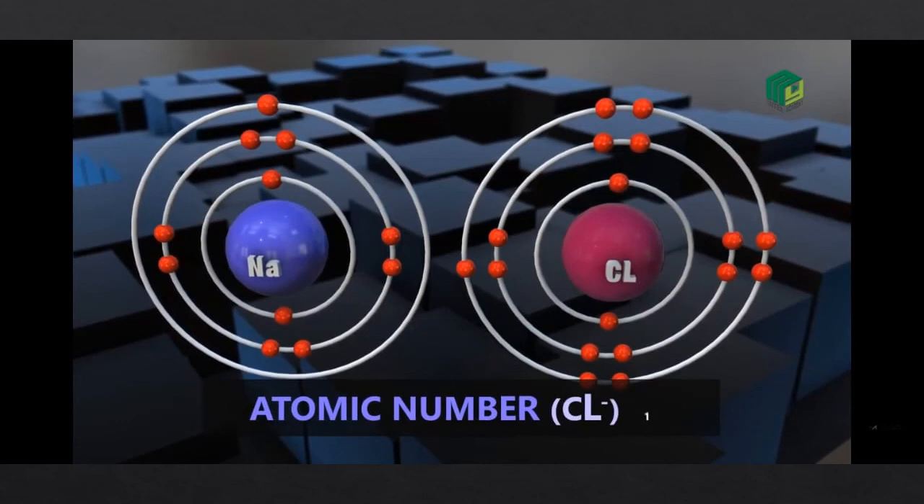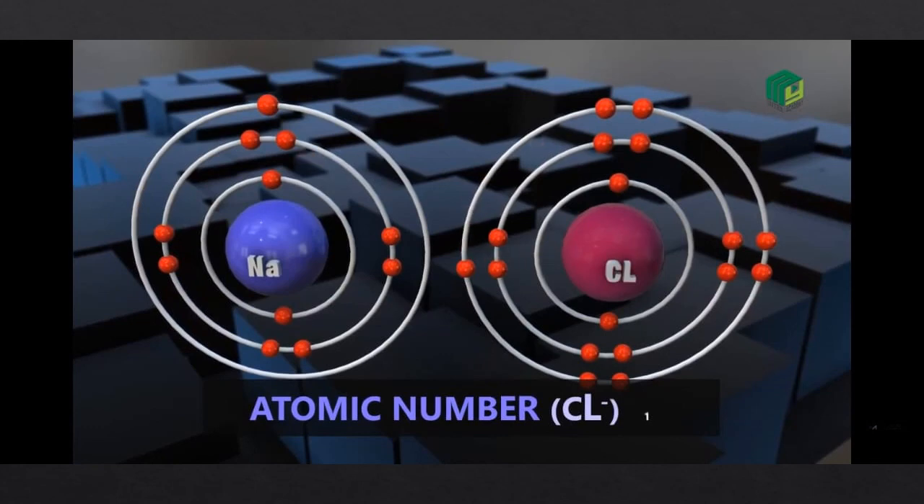How is sodium chloride formed? Sodium chloride is formed when sodium reacts with chlorine. As you have seen, in the outermost shell sodium has only 1 electron, and chlorine has 7 electrons. It means if sodium loses its 1 electron, its outermost shell becomes the second shell, which already has 8 electrons, so sodium becomes stable, whereas chlorine needs 1 electron to become stable.